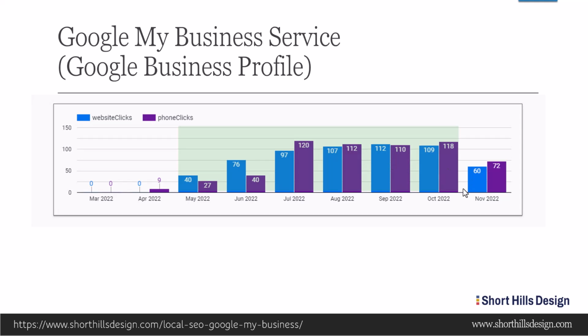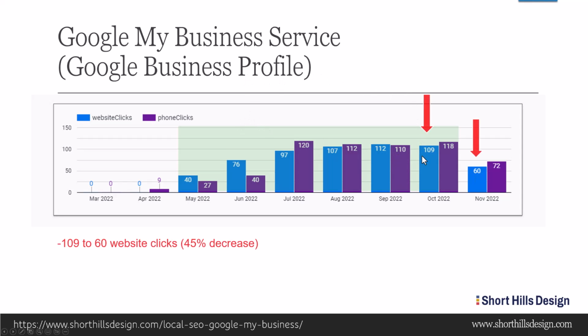And we can see here, this is the 6 month mark and we paused, and there is clearly a drop off, which suggests to us that the work we're doing is working. If we take a look over here, in October there were 109 website clicks, and that decreased down to 60 in November without the service.